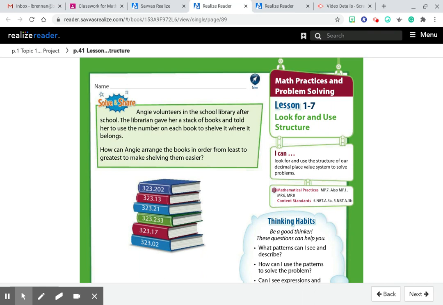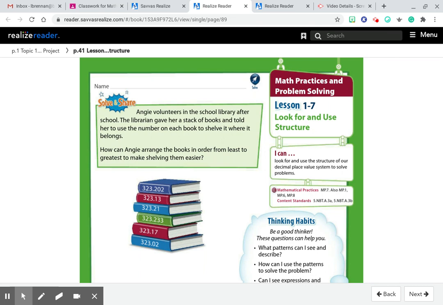And Angie volunteers in the school library after school. The librarian gave her a stack of books and told her to use the number on each book to shelve it where it belongs. How can Angie arrange the books in order from least to greatest to make shelving them easier? This is actually a real world problem that librarians actually do.